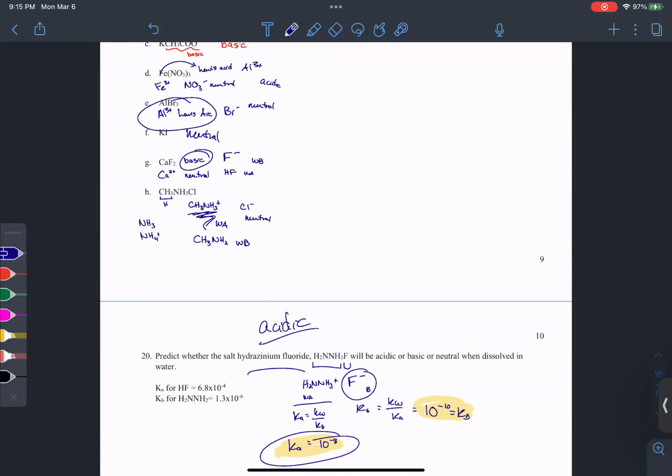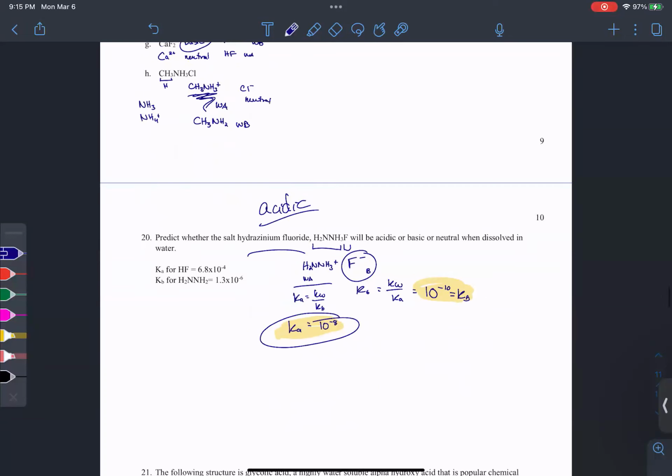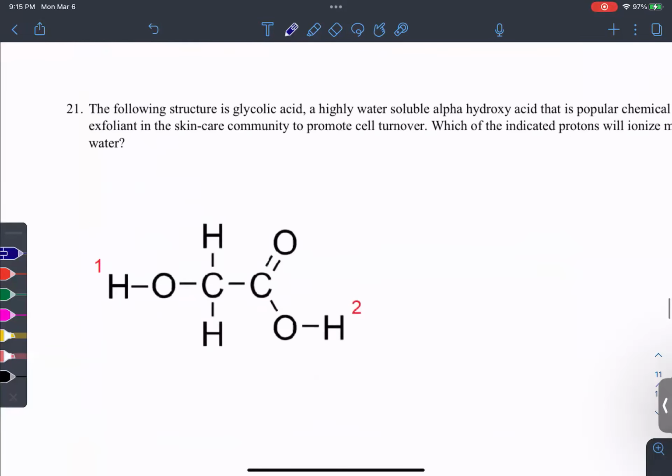So if you look at the key, just look at the key. Okay, all right, let's keep going. Oh yeah, let's do this one.